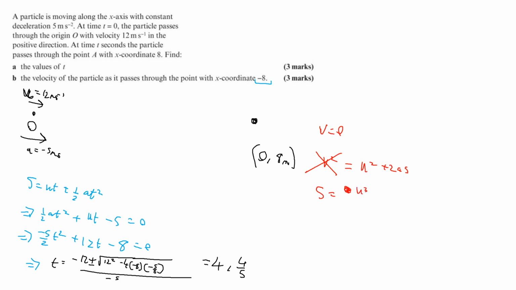minus u squared over 2a, okay? So now let's write that down. That's going to be minus 12 squared over 2 times minus 5. So we should always get a positive value. And if you plug that into your calculator, you should get an answer of 14.4 meters.